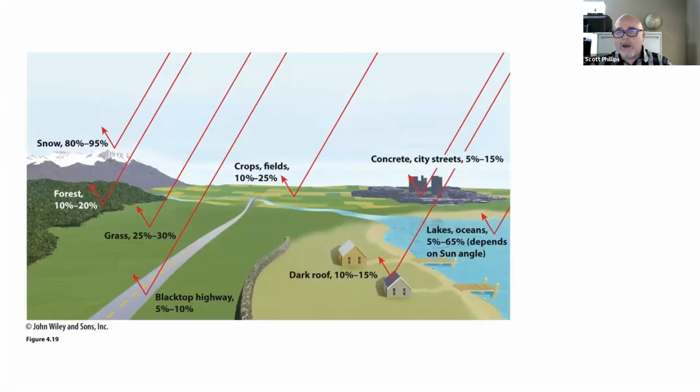And different objects are going to have different levels of reflection. So this is a figure showing albedo. Albedo is what percent of the energy is reflected. And I'll contrast two objects here. Snow has high albedo, very reflective. 80 to 95% of the energy that strikes snow is reflected back out in space.